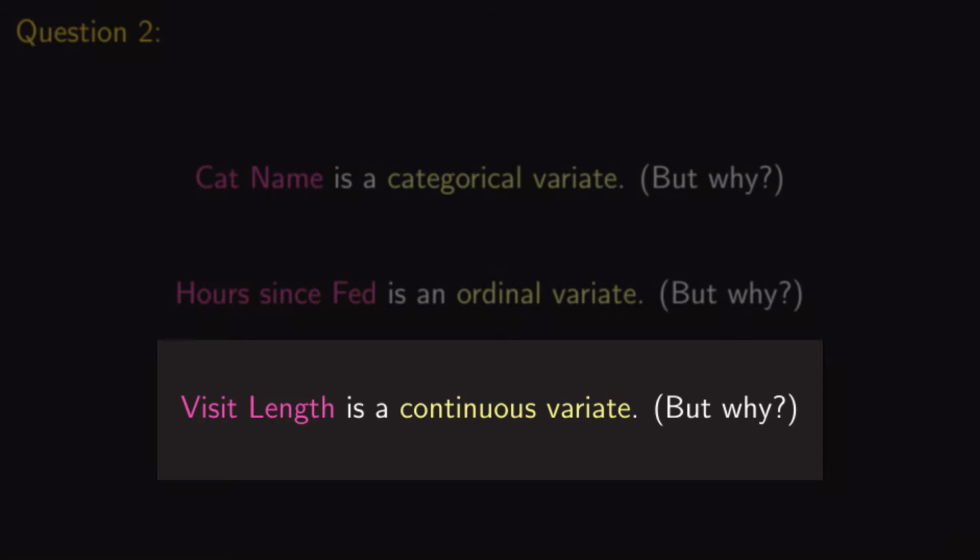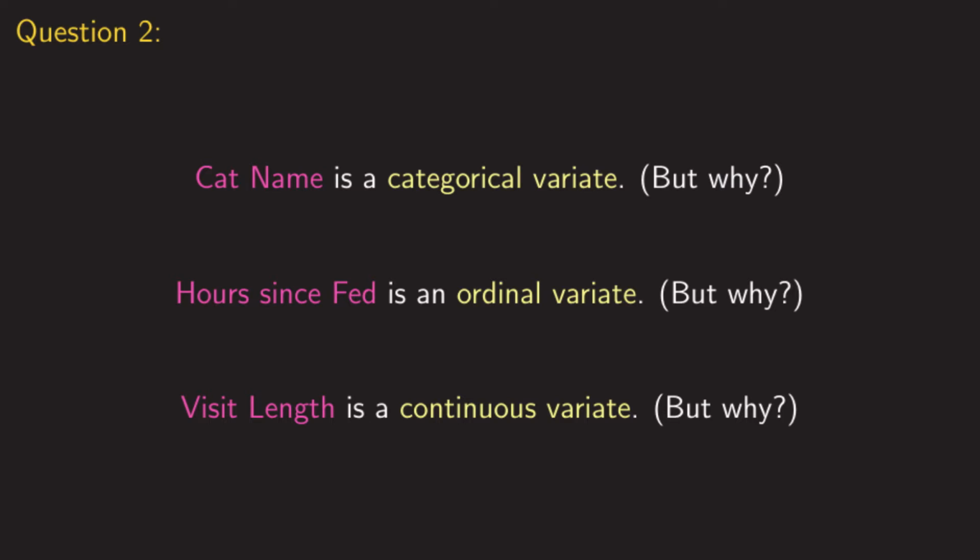So it's worth noting the key difference between the visit length variate and the time since fed variate is that the former is measuring a duration of time, while the latter is measuring a count of intervals of time. I could have measured time since fed as a unit of time instead, which would have made it continuous. However, it's measuring the number of complete hours that have passed since, which is a discrete quantity.